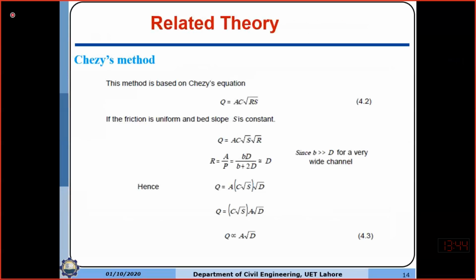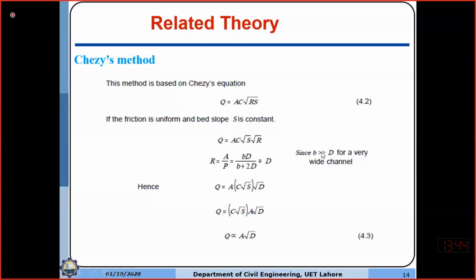Now second method is Chase's method, which is also called as A under root D method. Chase's method or A under root D method. So this is the governing equation, Chase's equation, A and C under root RS. Now this method is valid for a very wide river.